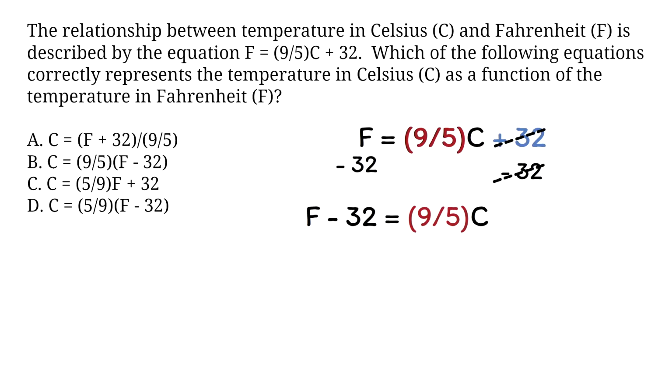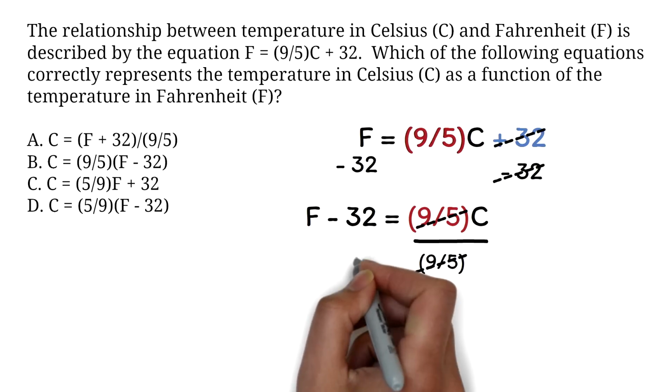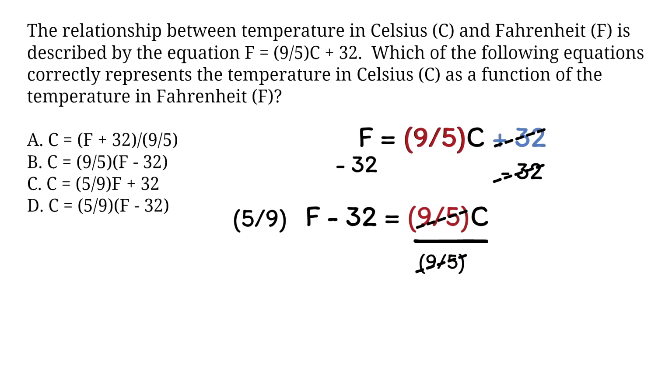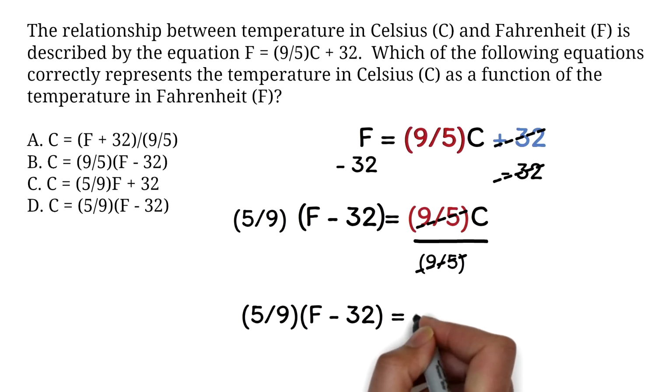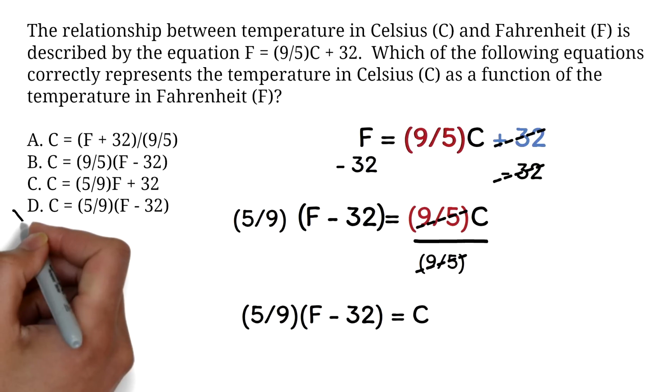Next, we get rid of the 9 over 5 by dividing both sides by 9 over 5. The 9 over 5 is multiplying, so we perform the opposite operation on it, which is division. The 9 over 5 will cancel out. When you divide by a fraction, the fraction just flips. So the 9 over 5 becomes 5 over 9. When you have multiple terms, the best practice is to put it in parentheses before you multiply or divide. So now we have 5 over 9 times, in parentheses, f minus 32 equals c. So the correct answer is option D.